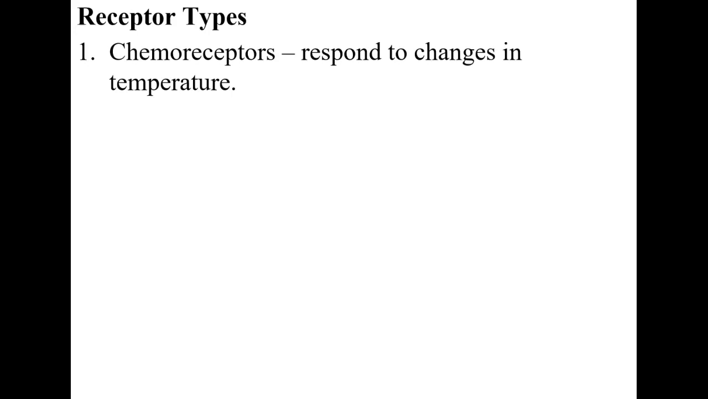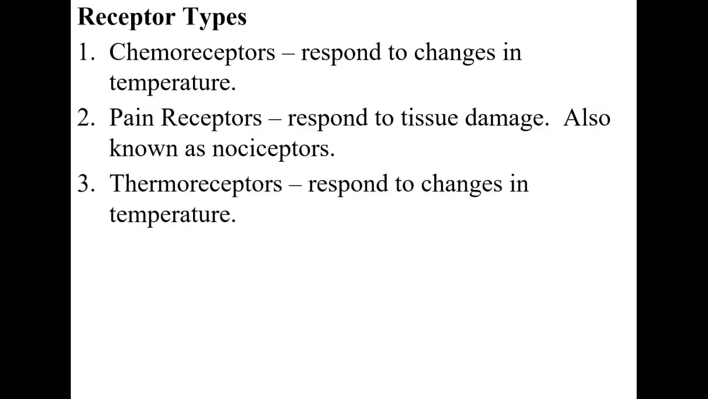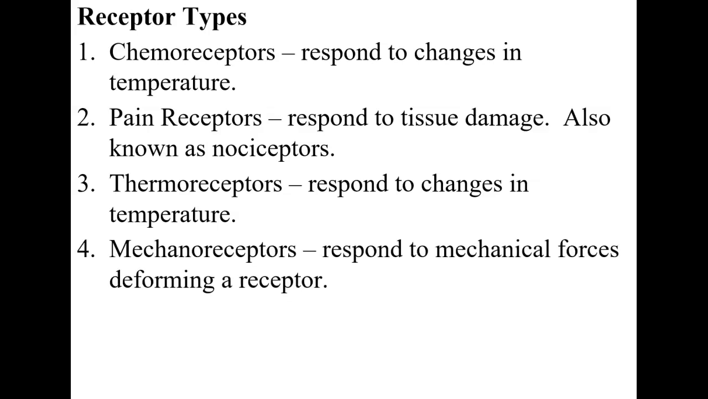For example, we have chemoreceptors. Chemoreceptors respond to changes in temperature. So we do have cool and warm chemoreceptors. Pain receptors respond to tissue damage. They are also known as nociceptors. Thermoreceptors respond to changes in temperature. So we do have hot and cold receptors. I believe I just said that for chemoreceptors, but I meant to do it for thermoreceptors. We do have hot and cold thermoreceptors. Mechanoreceptors respond to mechanical forces.